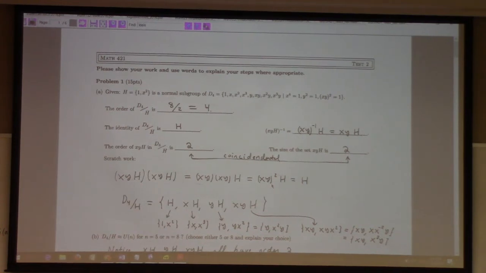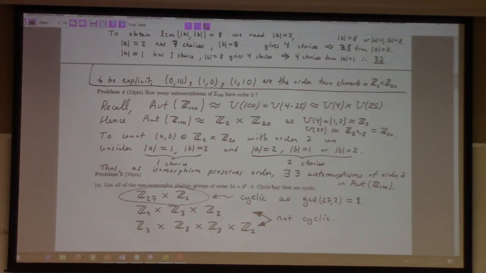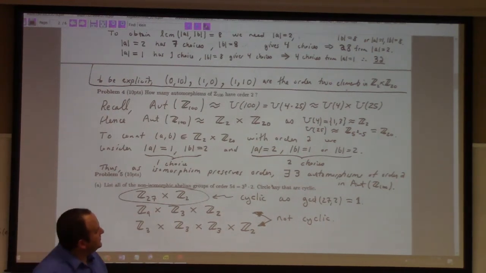You know, there's plenty of pretty simple, explicit questions to ask like this one, which are very revealing. Many of you couldn't do this one. Let's see here. I'm trying to go back. Oh, this one, I got a lot of you guys in problem 4 here, if I remember right. How many automorphisms of Z100 have order 2?